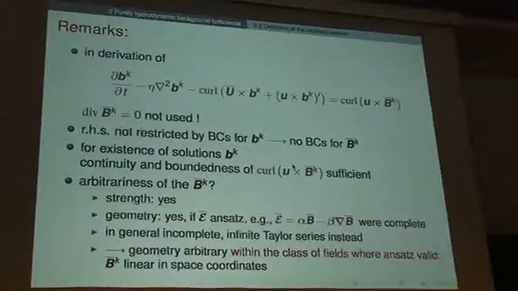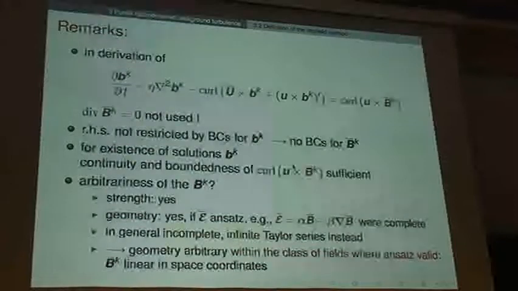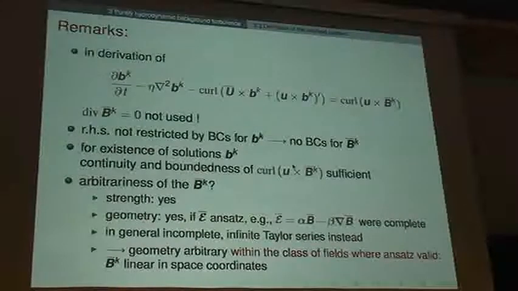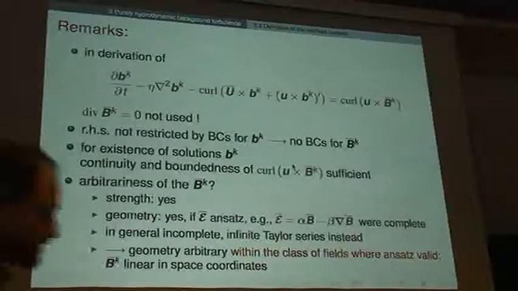So, we know this ansatz is only valid if we consider stationary fields which depend at most linearly on the spatial coordinates. Then these test fields are arbitrary in the sense that they have to belong to this class. They have to be stationary and linearly dependent on the spatial coordinates, but otherwise they are arbitrary.